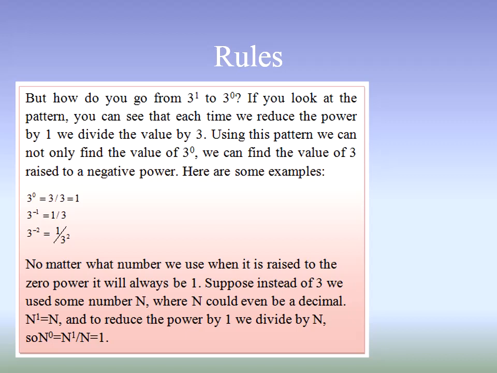No matter what number we use, when it is raised to the 0 power, it will always be 1. Suppose instead of 3 we use the number n, where n could even be a decimal. n to the power 1 is equal to n, and to reduce the power by 1 we divide by n. So n to the power 0, we can write n to the power 1 divided by n, and that becomes 1.